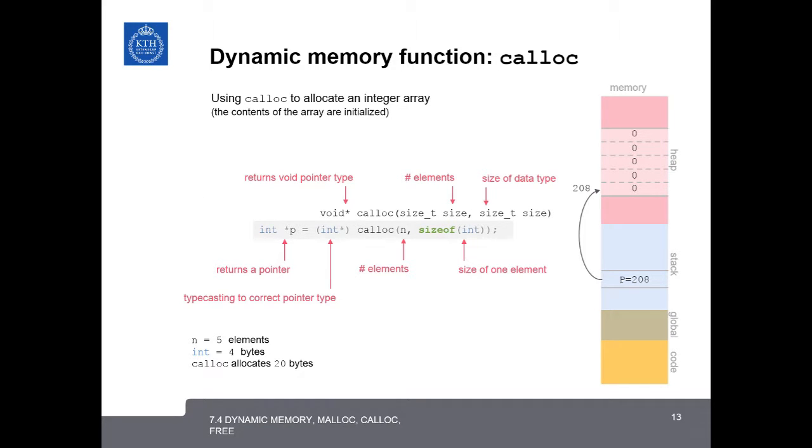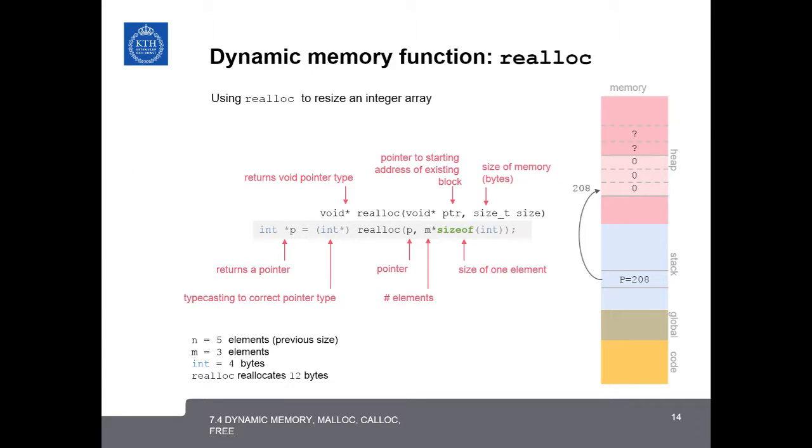Calloc functions in the same way as malloc, except in addition to allocating the memory, it also initializes the memory so that it all contains zeros. So here you can see the pointer at 208 is pointing to memory that has all been initialized to 0.